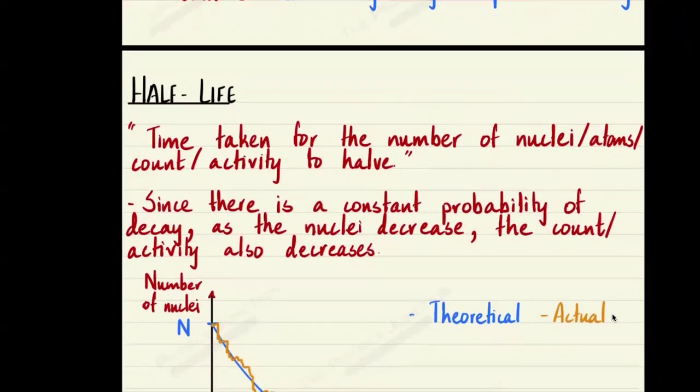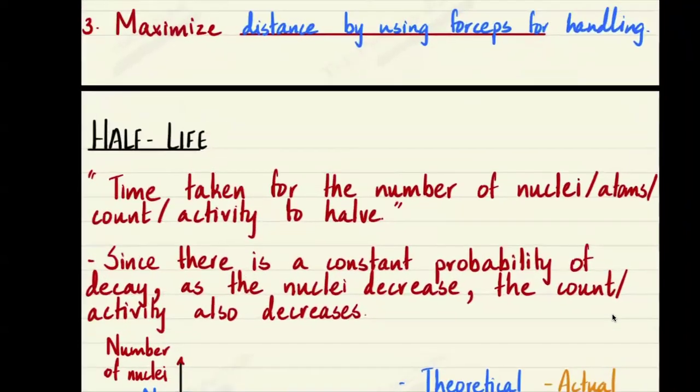So the idea of half-life is this, that we know that when something is decaying, that's basically giving rise to emissions. And because of those emissions, the number of nuclei that we have is decreasing. How we define half-life is that we say this is the time taken for the number of nuclei or the number of atoms in a sample to halve.